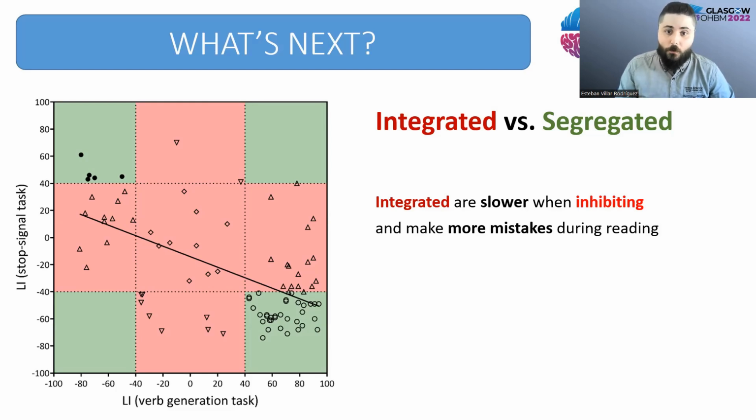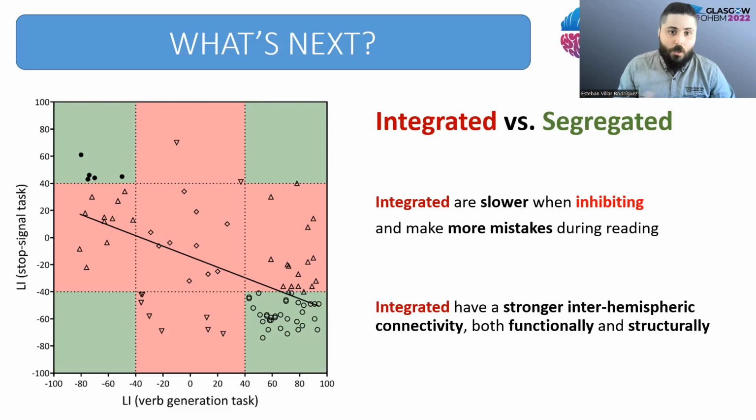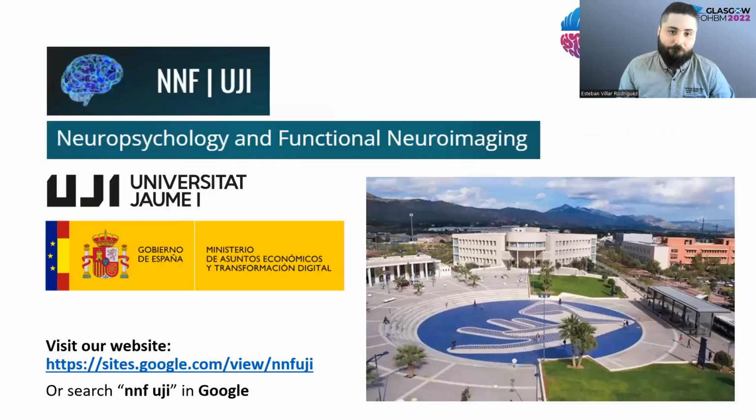Integrated individuals, that is, those with weak language lateralization in a function, were slower when inhibiting their response and also made more mistakes during a reading test. Differences in interhemispheric connectivity also existed between these individuals. We found that the integrative group had significantly more connected frontal lobes, both functionally and structurally. We think that these preliminary results would support the idea that hemispheric specialization evolved as a mechanism facilitating cognitive efficiency in the brain, and we are really eager to present them to you as soon as they are ready.